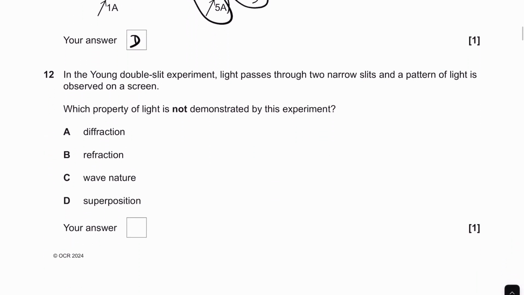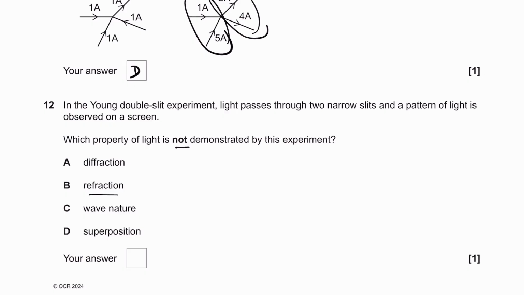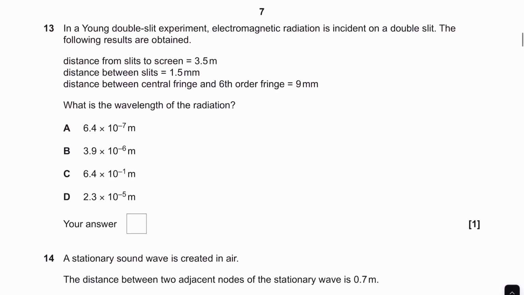Question number 12. In the Young double slit experiment, light passes through 2 narrow slits and a pattern of light is observed on a screen. Which property of light is not demonstrated by this experiment? It would be refraction. That's not part of this experiment because refraction is based on light traveling through different media and changing the speed. Over here, it shows all these phenomena but refraction, so B is the answer. Question number 13. In a Young double slit experiment, electromagnetic radiation is incident on a double slit, and we've been given a bunch of values.